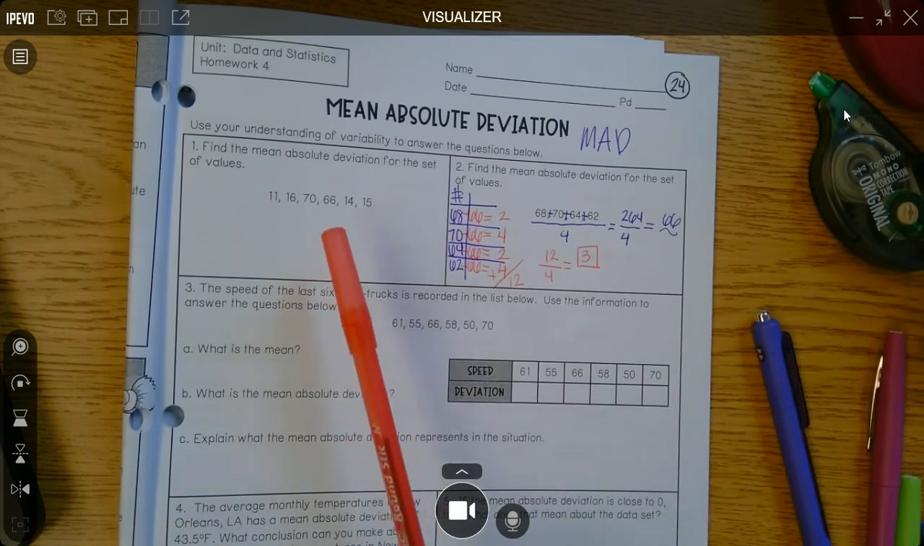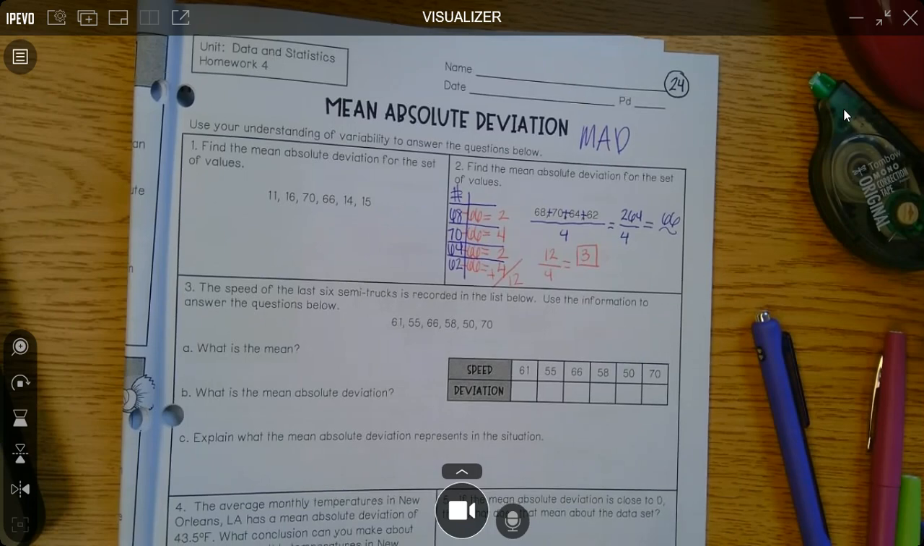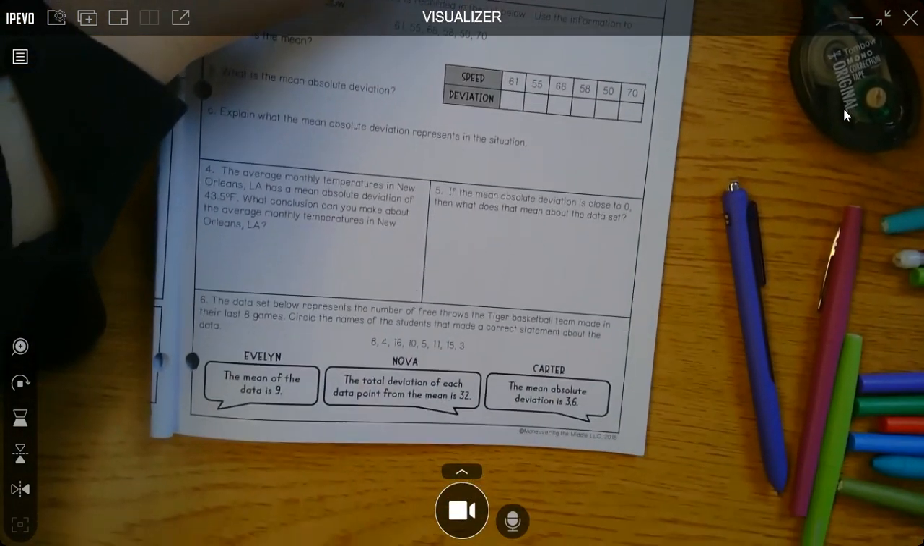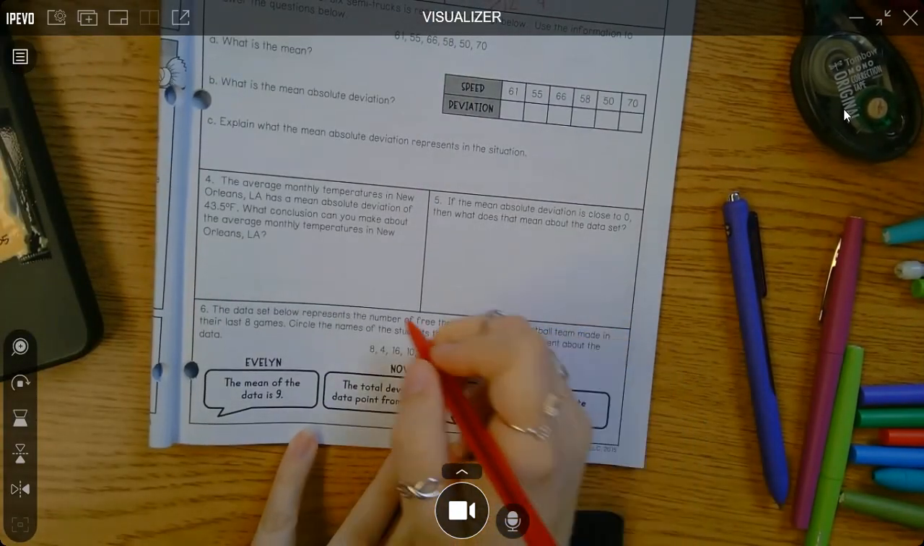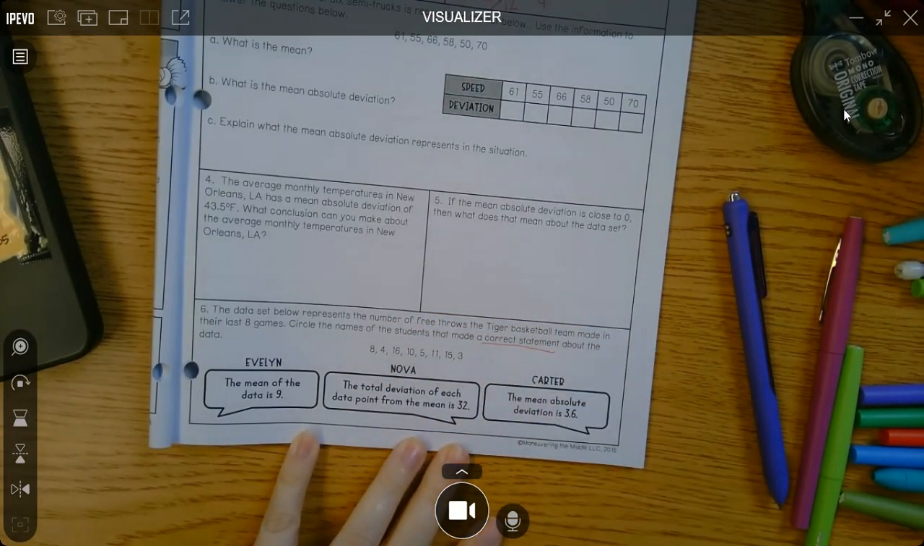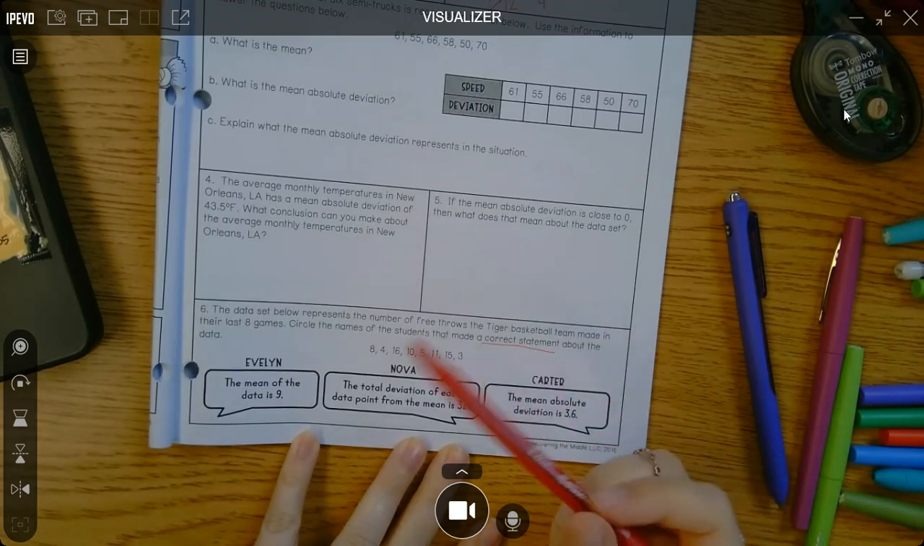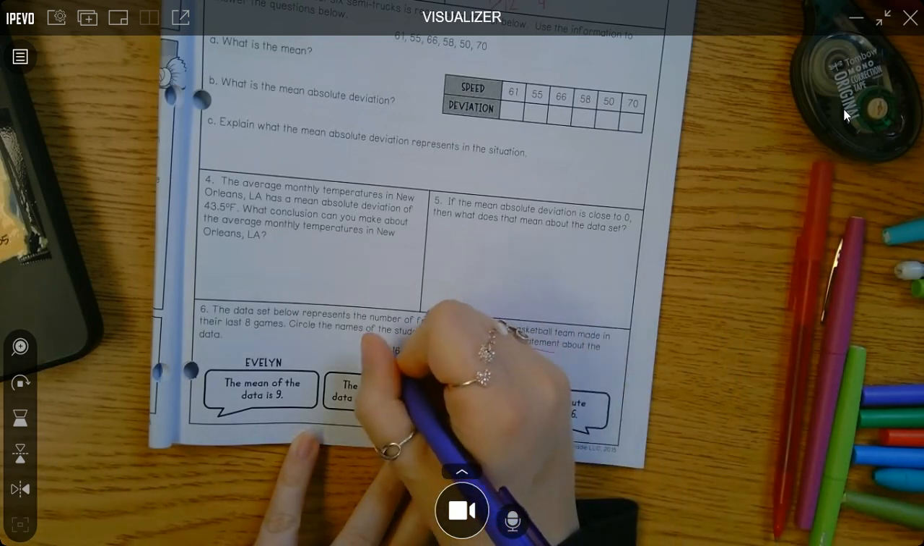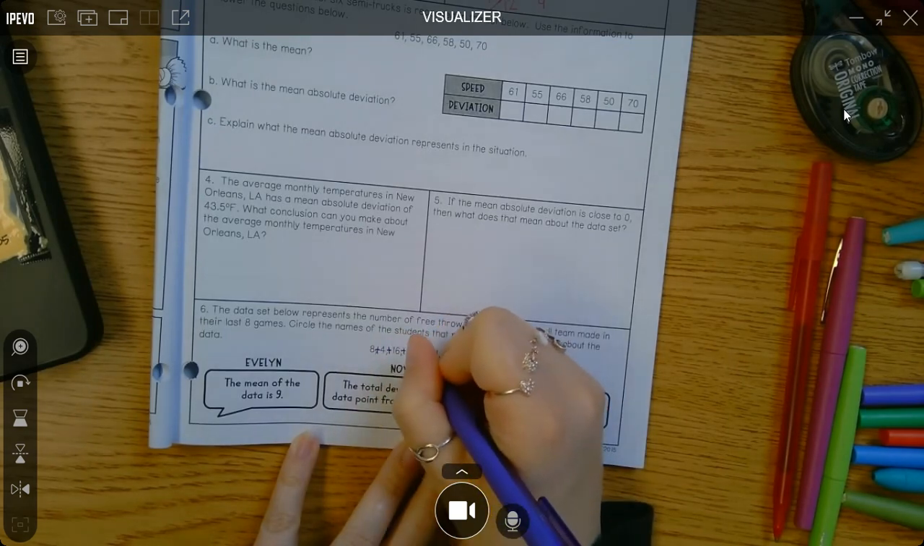You're going to do the same thing for 1 and 3. And then number 4, you're going to try to explain what it means to have a big or small MAD value. Now number 6, you have this data set. Circle all the names of the students who did it correct. They're talking about the mean and the total deviation and the absolute deviation, which is the MAD. So we need to first start off with finding that mean value. Go ahead and pause the video and try to find that.